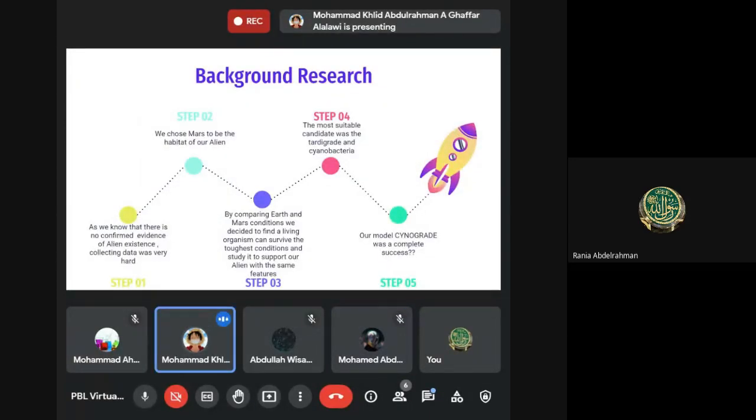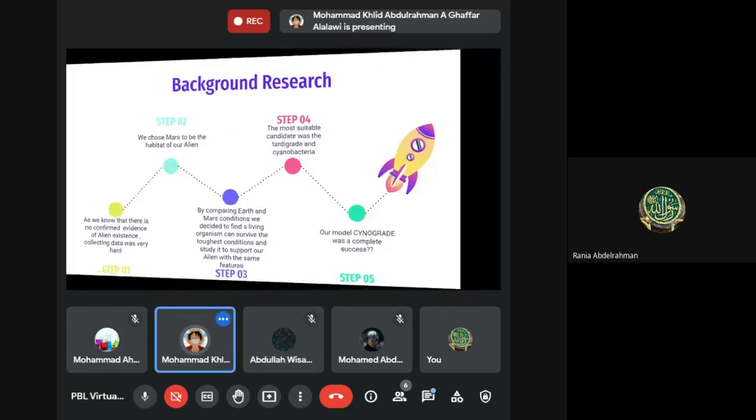So, background research. As we all know, there is no confirmed evidence of alien existence, so obviously collecting data was very hard. We chose Mars to be the habitat of our alien, and by comparing Earth and Mars's conditions, we decided to find a living organism that can survive the toughest conditions and study it to support our alien with the same features. We also had to choose the most suitable candidate for Mars, and that was the tardigrade and the cyanobacteria. Our model cyanobacteria was a complete success.